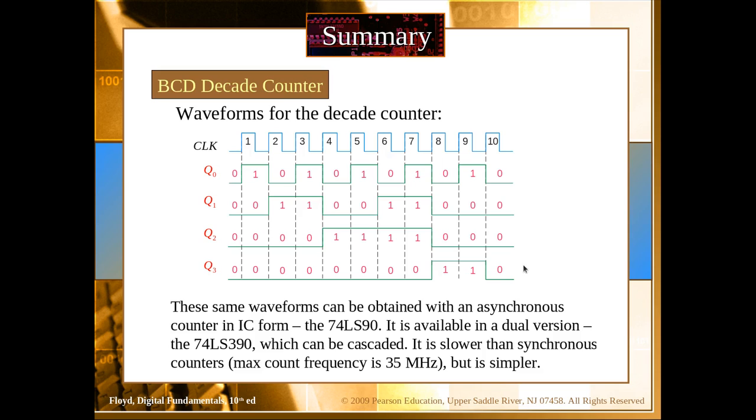These same waveforms can be obtained with an asynchronous counter in IC form, which is 74LS90, which is available in dual version of the 74LS390, which can be cascaded as well. The problem with the asynchronous counter is that it's slower than the synchronous counter with a maximum count frequency of 35 megahertz, but it's simpler because we do not need to have so many AND gates and attach the outputs, and give them to AND gates and then use them as inputs.